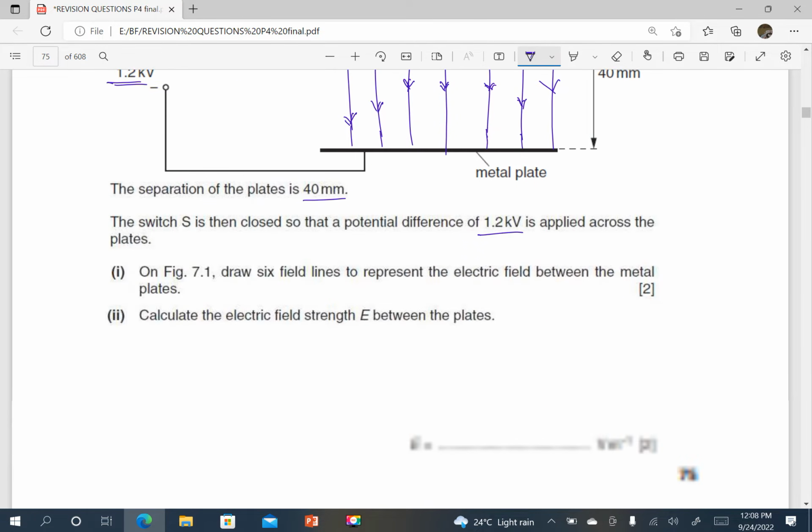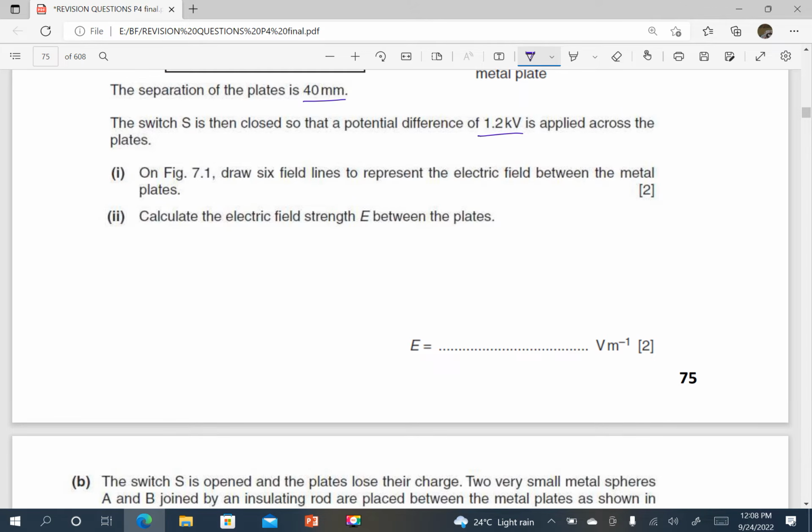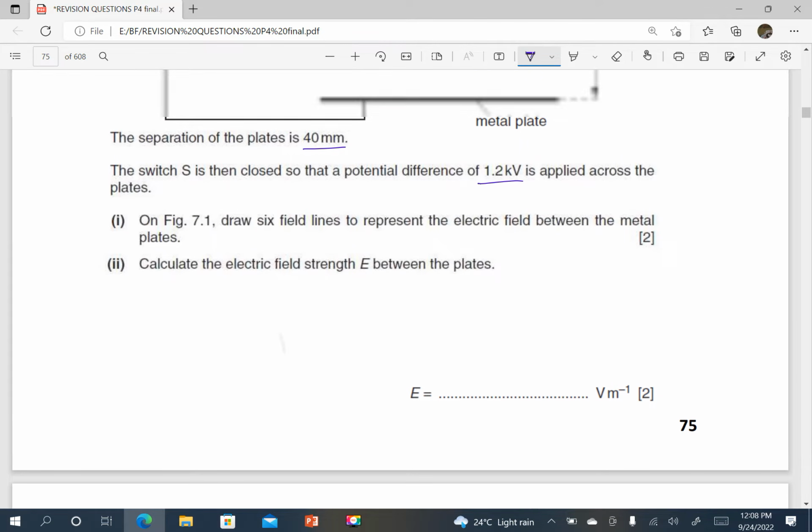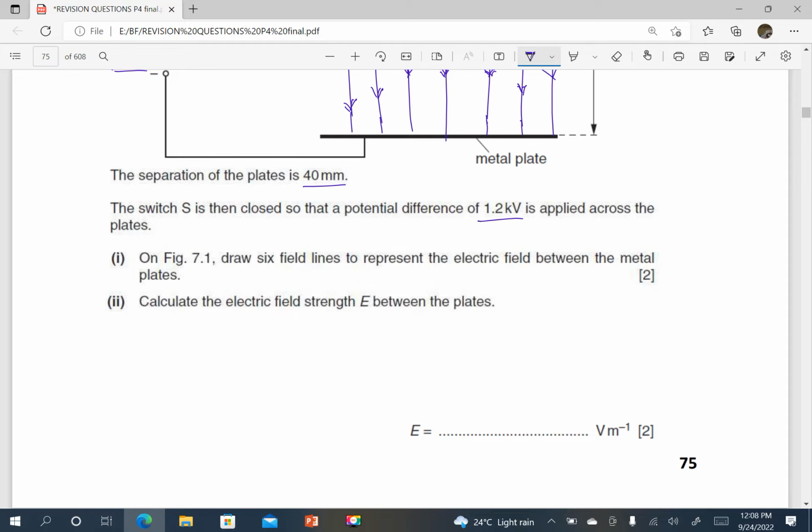Calculate the electric field strength E between the plates. So we want E between the plates, and V is 1.2 kilovolts. So E is going to be V divided by D, which is the same as 1200 divided by 40 times 10 power negative 3. And this is giving me 3.0 times 10 power 4 volts per meter.